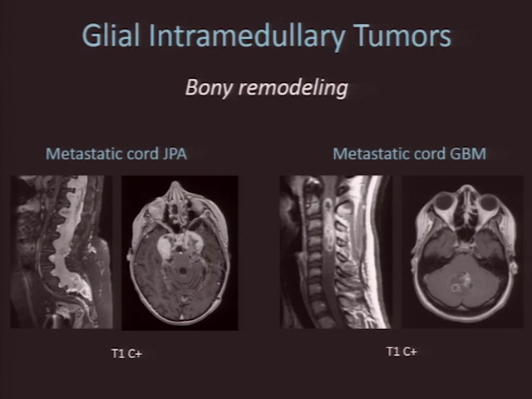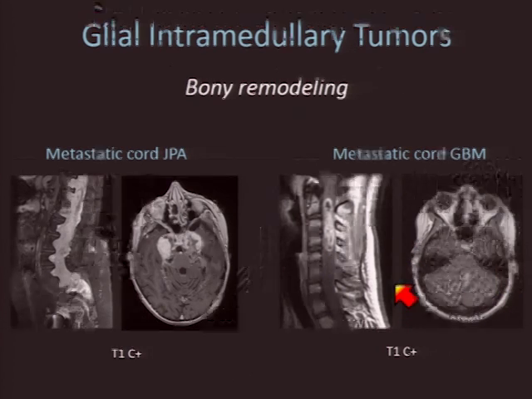Bony remodeling can give us a clue as to the grade of the tumor. So if you have a low-grade tumor that's been sitting around for a long time, you may eventually get vertebral scalloping, and this is a really advanced example of vertebral scalloping. And I think this child, we followed for over 6 years and finally developed intracranial metastases, versus this GBM, which grows so fast there's really no time for any scalloping, and within 6 months had developed intracranial metastases.